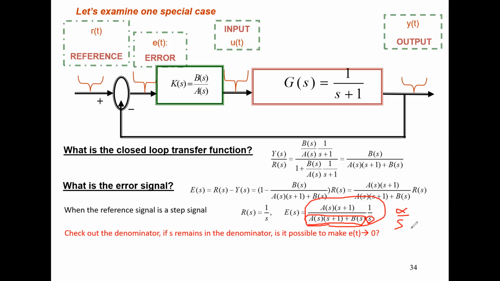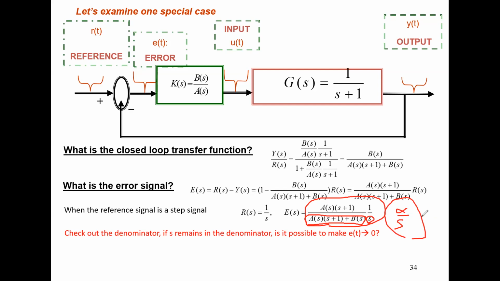So you say, hey, how can we make this error signal go to zero if s is in the denominator? If s is in the denominator of the final solution of your error signal, is it possible to make the error signal go to zero? I already told you it's impossible. When you do the partial fraction, this will be part of your signal, and that will correspond to a non-zero constant.